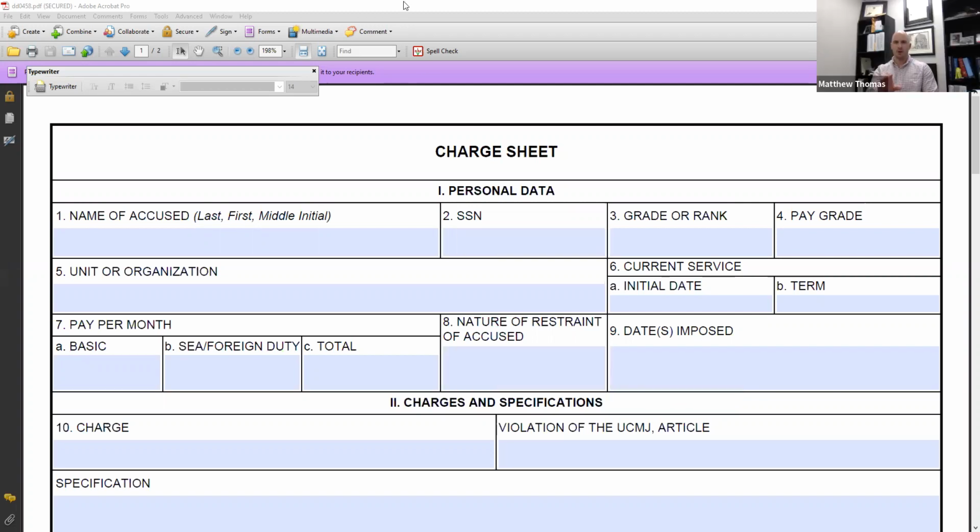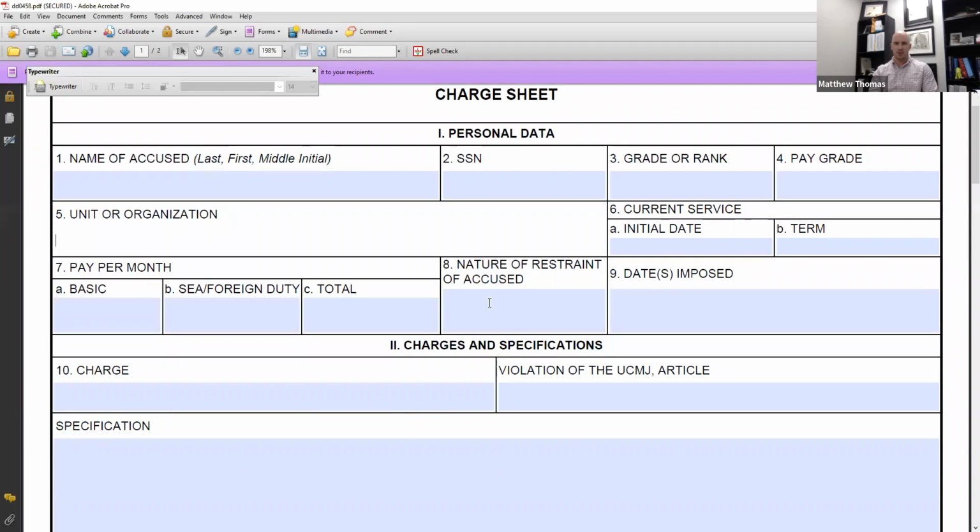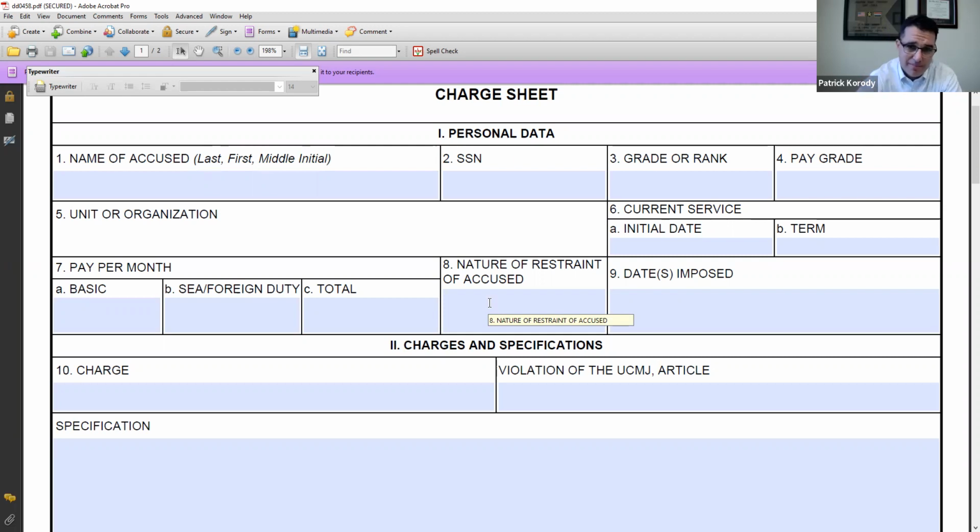Before you move on, box 4 and 7, the pay grade and the pay per month, why does that become an issue, especially right around the new year in January? Right, and it's obviously because the pay raise that Congress so generously gives the service members takes effect, and so you do see a lot of changes in the pay. And as you said earlier, Matt, it ultimately becomes important if you're talking about fines and forfeitures and things of that nature.